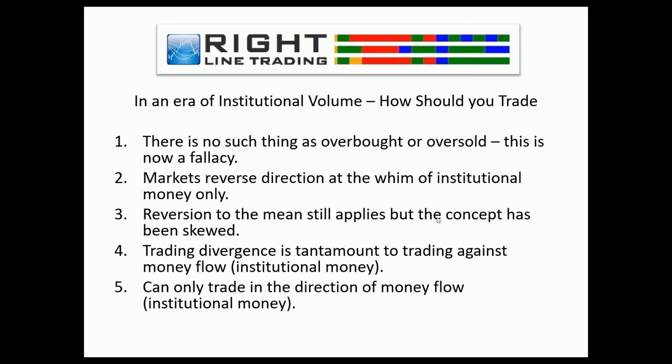That's a principle that will always apply, and that's what counter trend traders are looking for. If the 50-period moving average is your mean, when institutional traders step aside, it's going to snap back to the mean. You just can never tell when that's going to occur. So trading divergence is tantamount to trading against the flow of institutional money. If you do that, you're really going to have a problem. You can only trade in the direction of institutional money. And that's what our market analyzer is going to tell you.